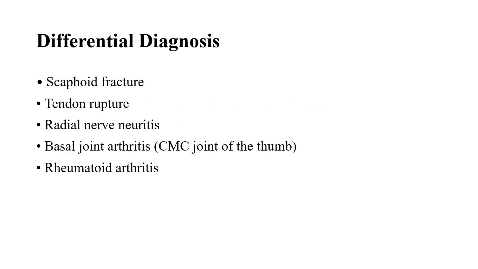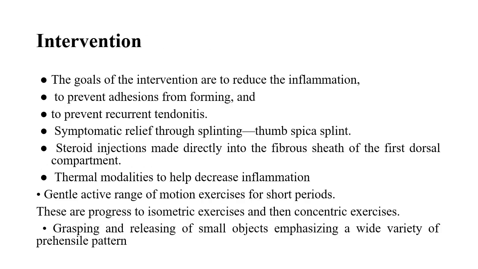In this slide, we'll know what the differential diagnoses are. The first one is scaphoid fracture, second one is tendon rupture, then radial nerve neuritis, then basal joint arthritis like the CMC joint of the thumb, then rheumatoid arthritis. These are the differential diagnoses.